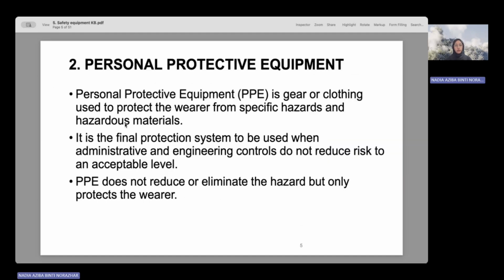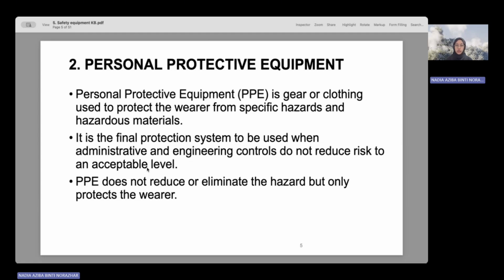We'll be discussing personal protective equipment, or in short, PPE. So what is PPE? It is a type of gear or clothing used to protect the wearer from specific hazards and also hazardous materials. It is also known as the final protection system, to be used when administrative and engineering controls do not reduce risk to an acceptable level. So we do not have any option other than wearing PPE.